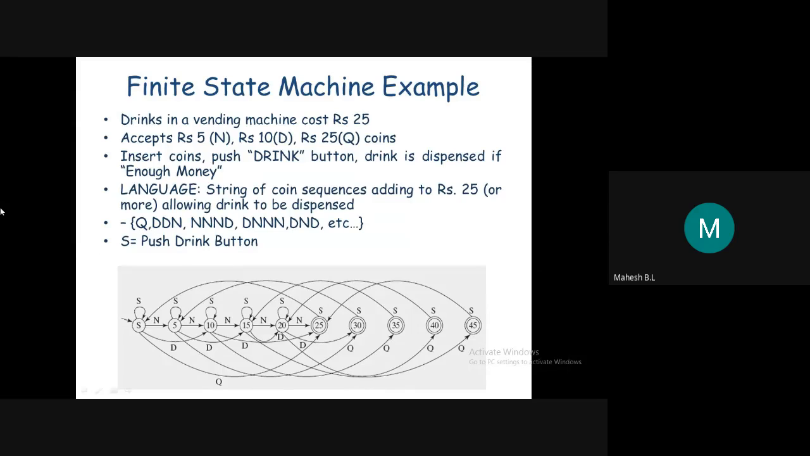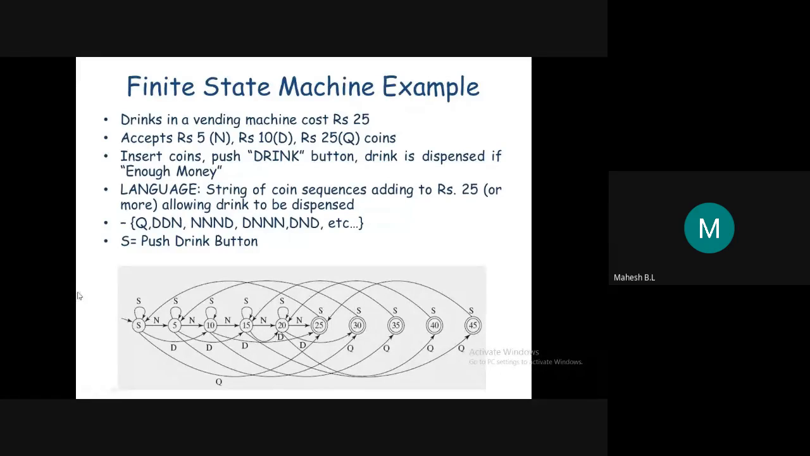Otherwise, if you insert DDN, what is D? 10. N means 5. So 10, 10, 5 is again 25. Now you press the drink button, you'll get the drink because DDN also belongs to the language. N, N, N, D. N means 5, 5, 10, 15, 10, 25. Now also you should get the drink. So S is representing pushing of the drink button.